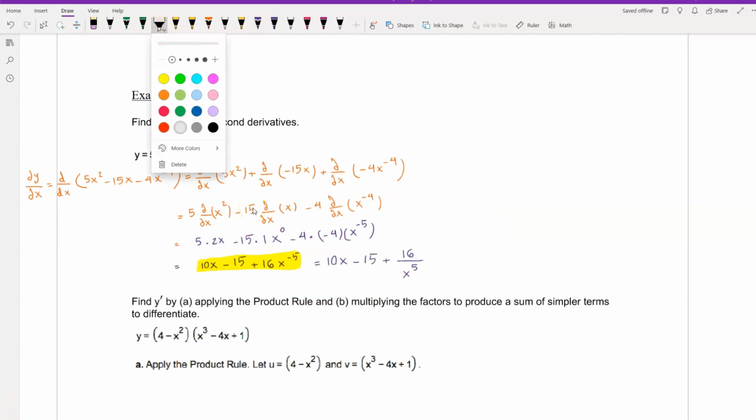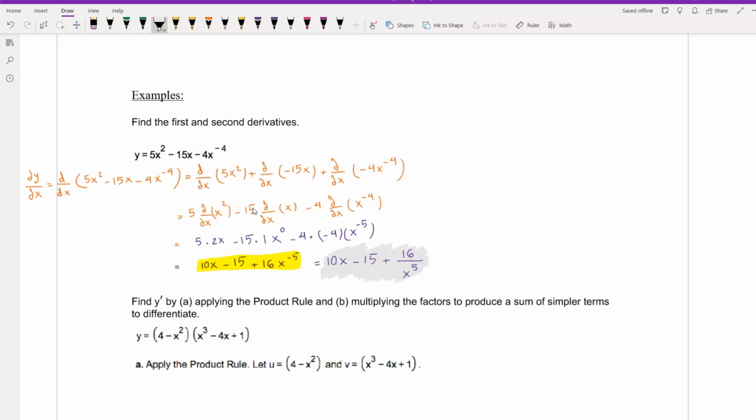We can also write our final answer having positive power in denominators. Instead of having negative power negative 5, I moved that power to denominator to make that positive. So instead of having 16 times x to the negative 5, we have 16 divided by x, power is 5. So these two are equal. It's the same answer.